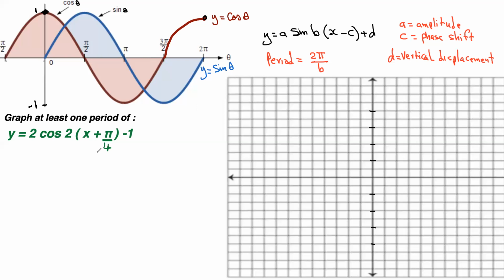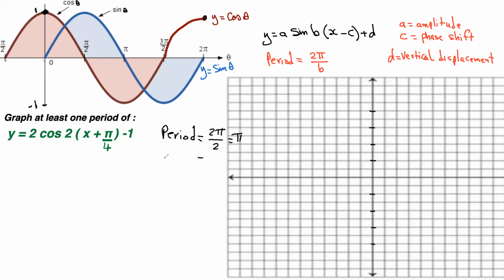But if we have something like this, this number here will change the period. So the first thing you want to do when you want to graph a sine or a cos function is to find out what the period is. The period will be 2π over b, and b here is 2. So that would be 2π over 2, which is π. So the period for this graph is π.